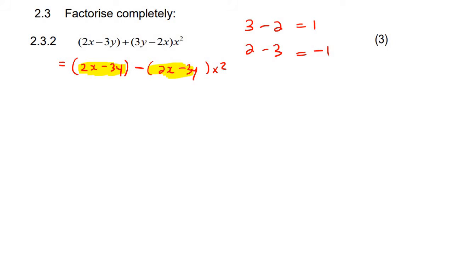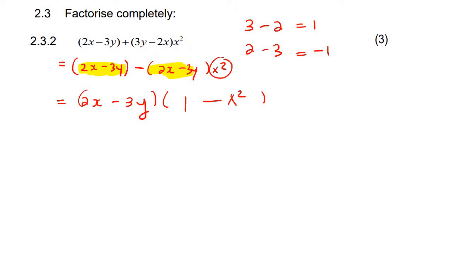And so now we can take out a common factor. We can take out a common factor, because in this term and this term, the common factor is 2x minus 3y. And so what would we be left with over here? Well, we would be left with a 1, because there's nothing there. If there's nothing there, you say 1. Then we say minus, and then what are we left with in this term? Well, there's still this x squared.